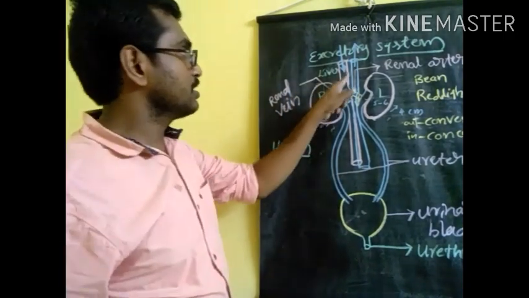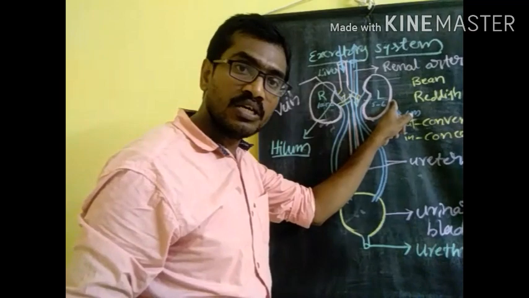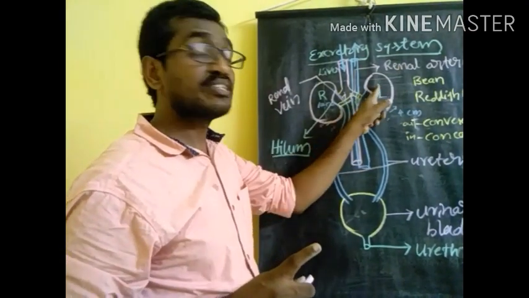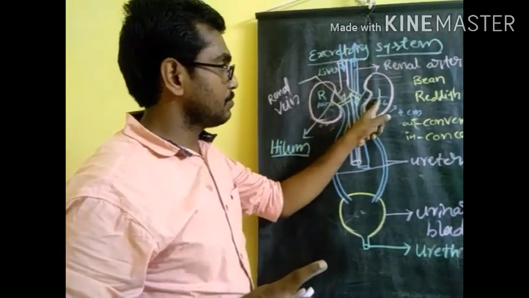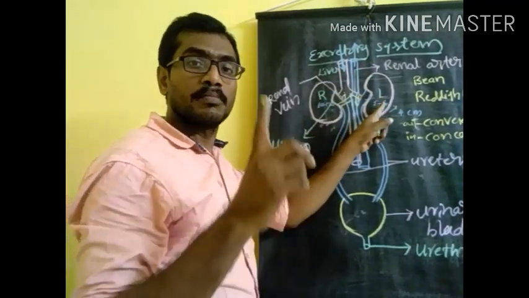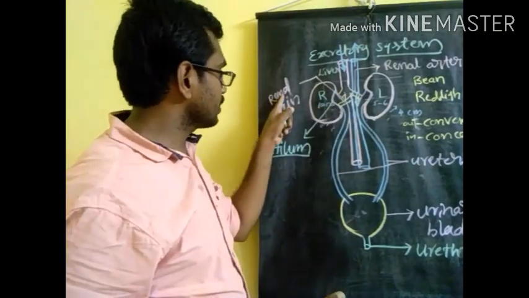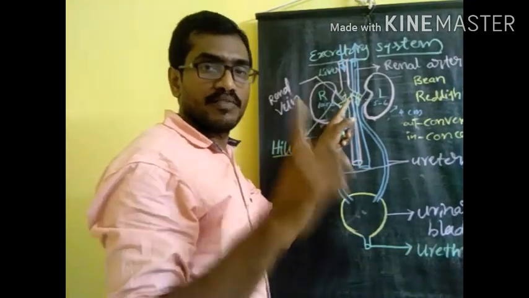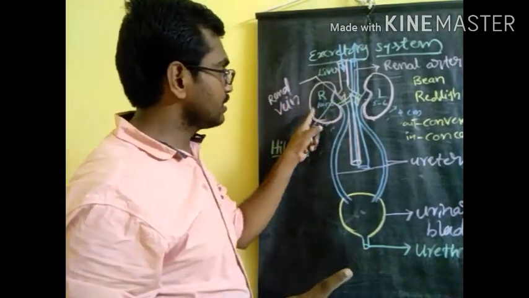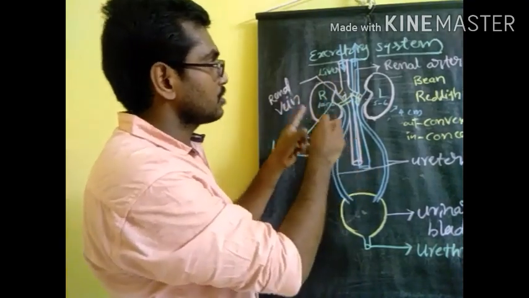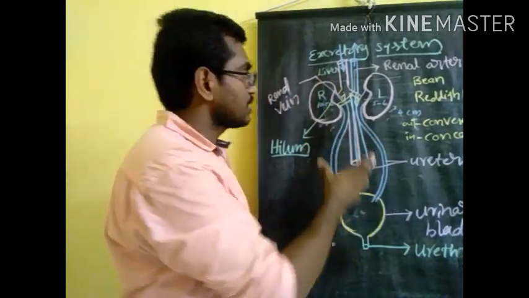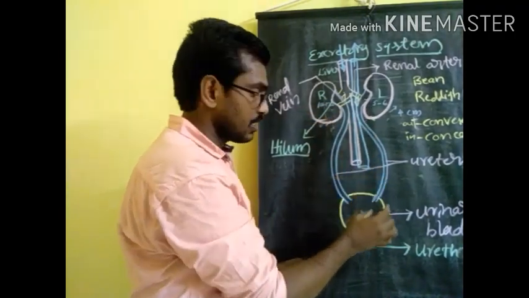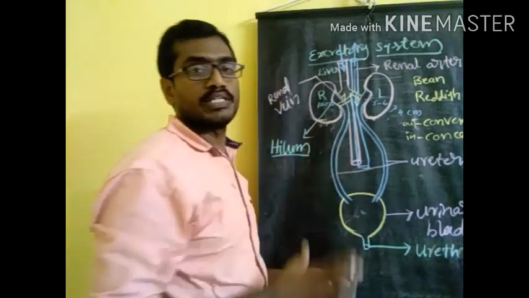Renal means related to kidneys. The renal artery brings blood that consists of more metabolic waste, and the renal vein carries deoxygenated blood with less metabolic waste. So the urinary system or excretory system of humans consists of these parts: a pair of kidneys, a pair of ureters, the urinary bladder and the urethra.